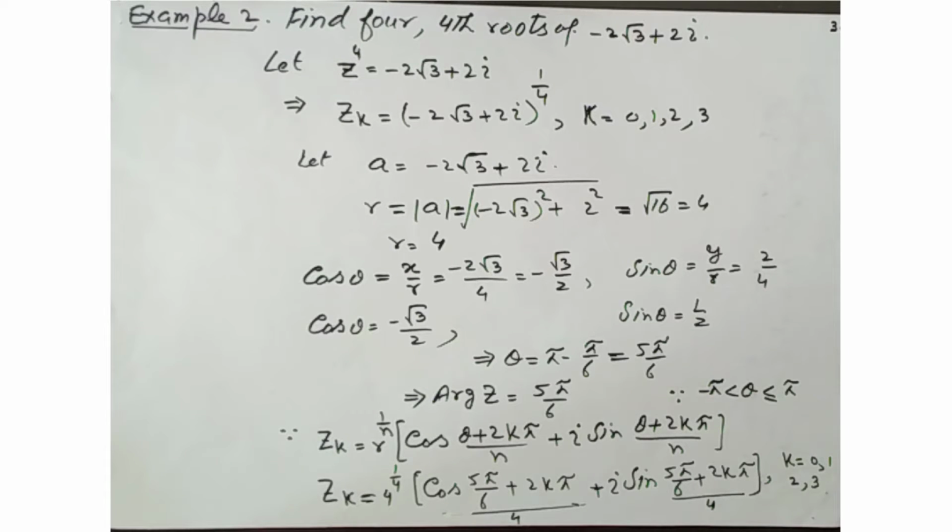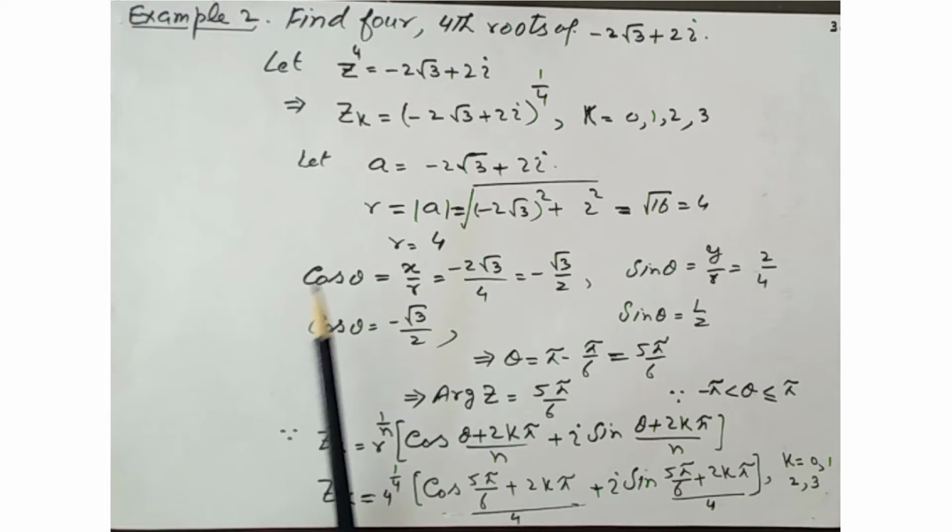Let z⁴ equal to minus 2√3 plus 2i. Now, z_k will be (minus 2√3 plus 2i) raised to the power 1 by 4 for k equal to 0, 1, 2, 3. We find the four roots. Let a is equal to minus 2√3 plus 2i.